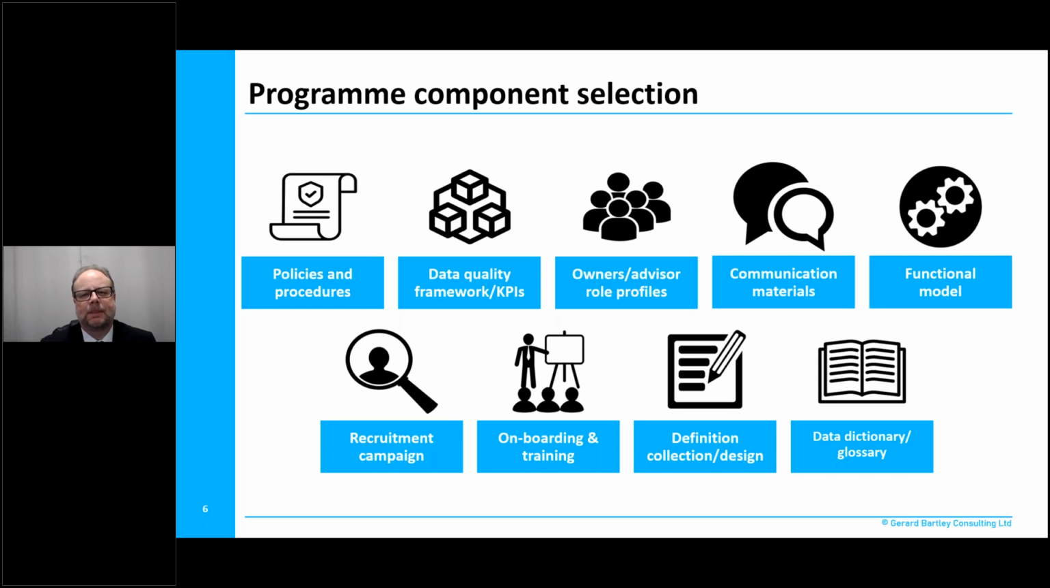So for that clarity, it's good to have a role profile for them that you can share with them and get their buy-in. You also need to develop a bunch of communication materials to go to the business with in order to do your recruitment. Now, these should be general enough to limit the work invested, but sufficiently tailored to be able to differentiate between, say, owners and advisors, between different data objects and between different domains.